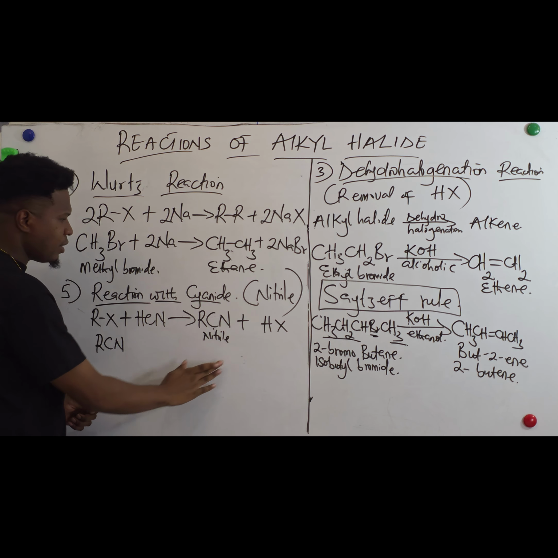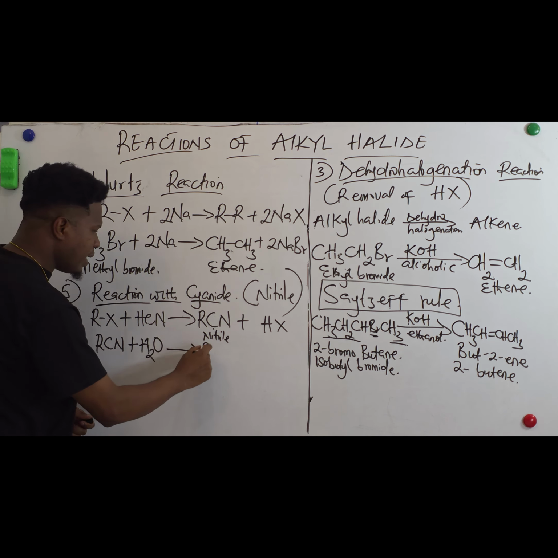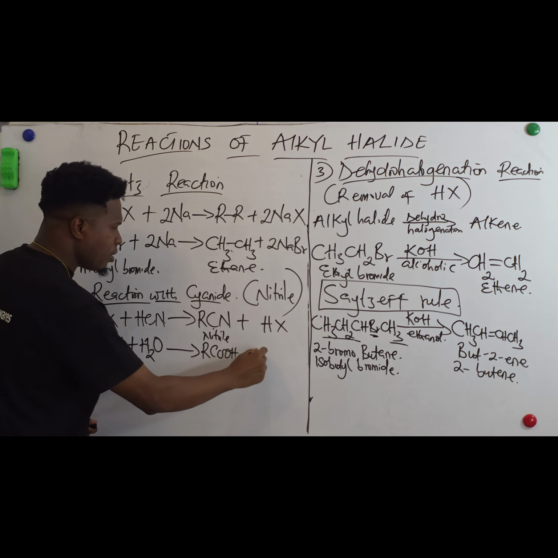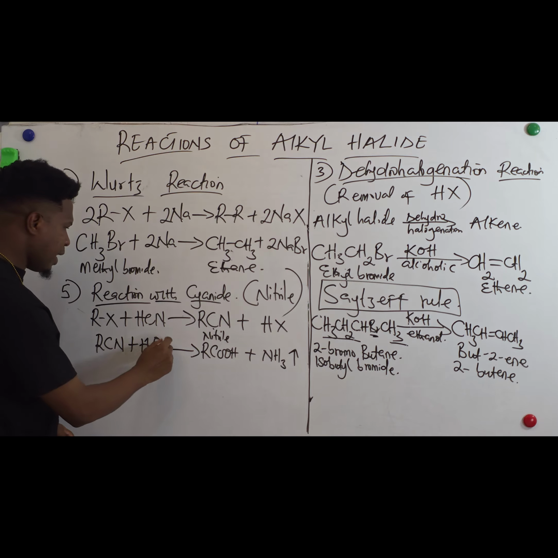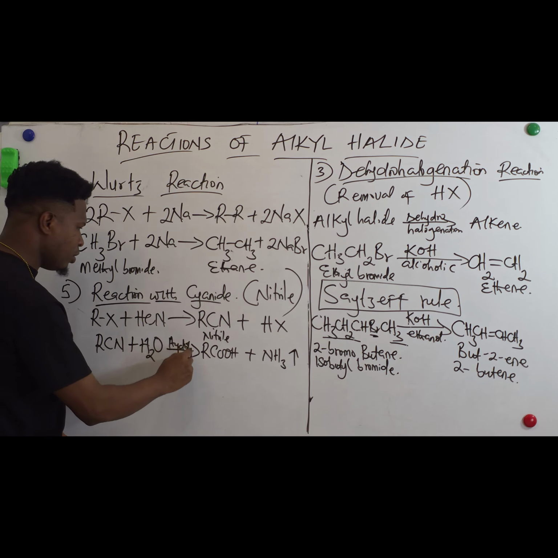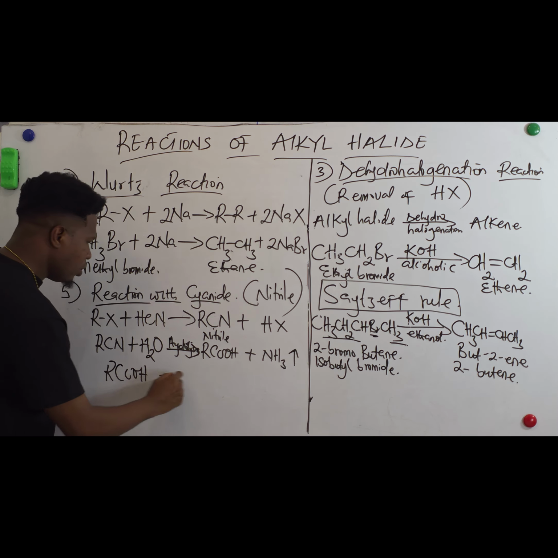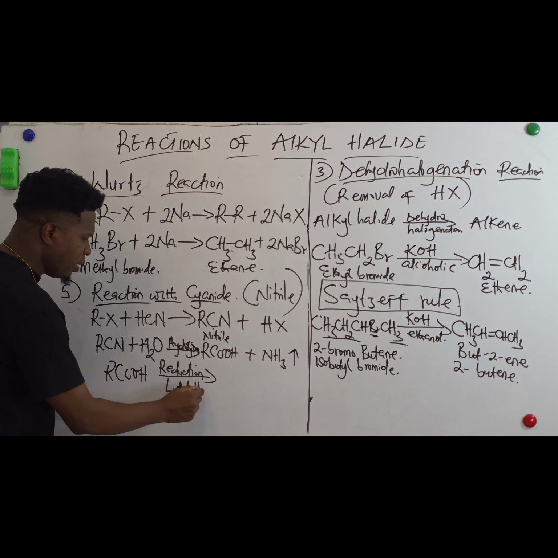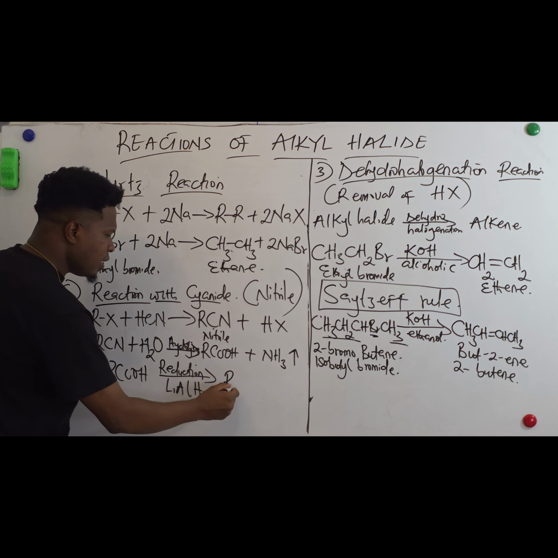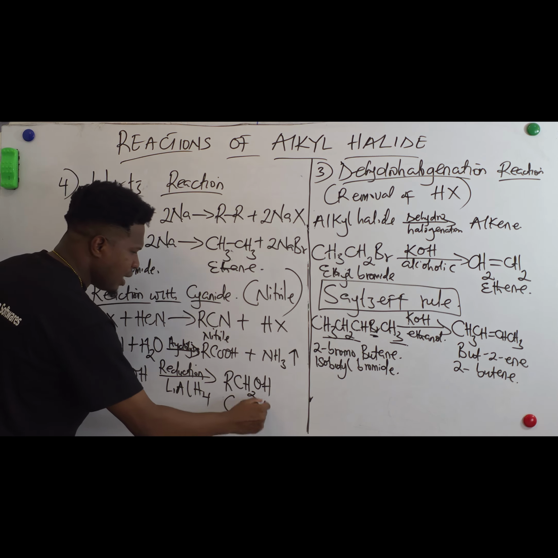So if this nitrile undergoes hydrolysis, you are going to get alkanoic acid plus ammonia. The ammonia will be given off, okay? Ammonia gas will be given off. So this is hydrolysis of this gives you this. When you further undergo reduction of this, remember, reduction can be done using reducing agents such as lithium aluminum hydride. This reduction will give us a primary alcohol. So at the end of the day, we have a 1 degree alcohol.